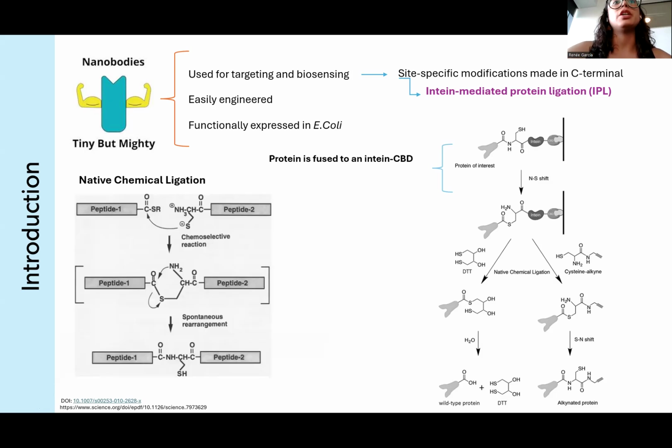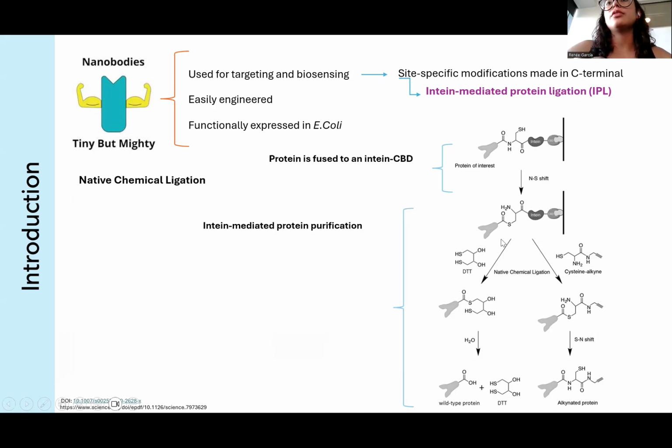The cysteine alkyne is actually the purpose of this paper. Native chemical ligation is explained here in further detail, where you can see that two proteins bind together when the sulfur attacks the carbon. After that, there occurs a shift, and we get this rearrangement of the peptide.